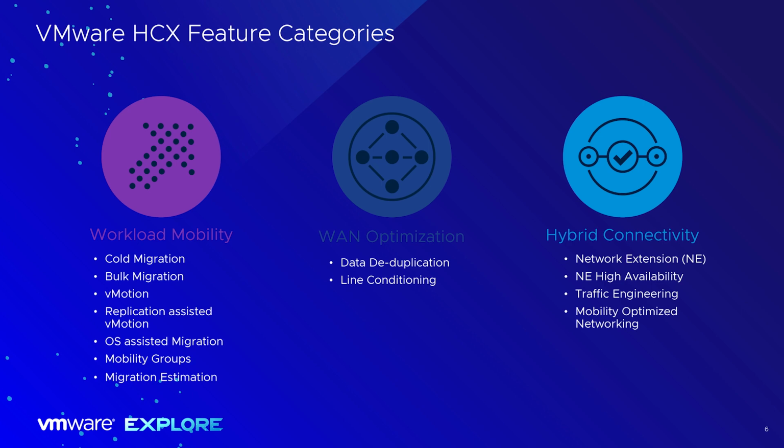Everyone's pretty familiar with vMotion. Those are the migration types that are powered on while they move. Bulk migration allows you to move more than one VM at once. Replication assisted vMotion is kind of in between, and there's more detail in the lab about that.